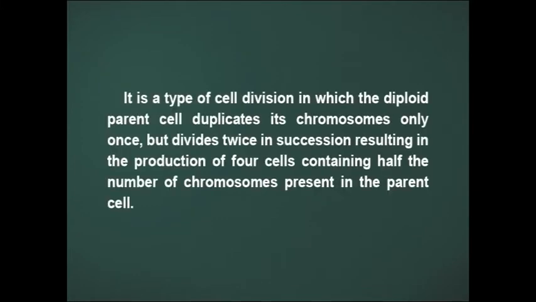It is a type of cell division in which the diploid parent cell duplicates its chromosomes only once but divides twice in succession, resulting in the production of 4 cells containing half the number of chromosomes present in the parent cell. It occurs in germ cells of sexually reproducing organisms.